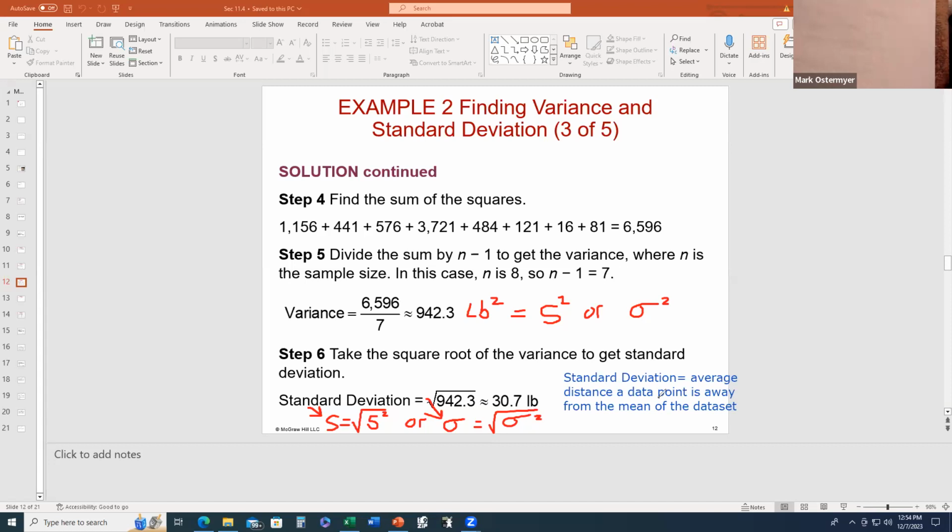So s squared or s pertains to a sample. Sigma squared, sigma, pertains to a population. So s and s squared are statistics, while lowercase sigma and lowercase sigma squared are parameters. Any questions about that slide?